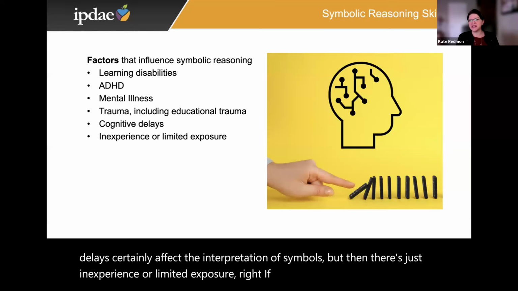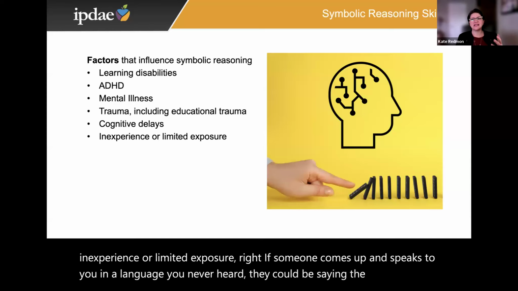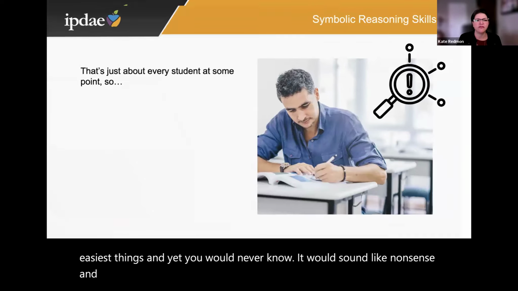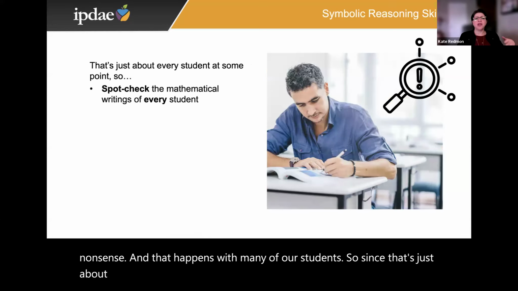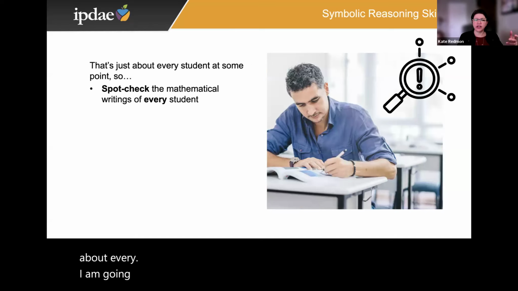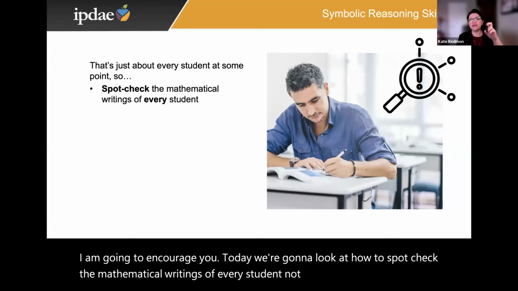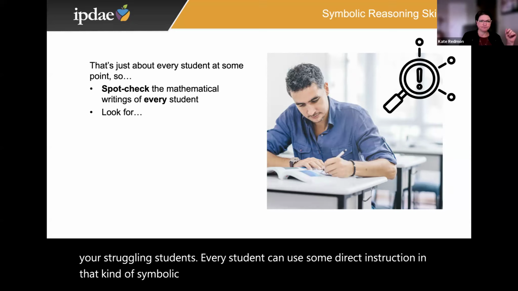If someone comes up and speaks to you in a language you never heard, they could be saying the simplest, easiest things, and yet you would never know. It would sound like nonsense, and that happens with many of our students. So, since that's just about every student, I am going to encourage you today. We're going to look at how to spot check the mathematical writings of every student, not just your slow students or your struggling students. Every student can use some direct instruction in that kind of symbolic processing, symbolic reasoning.